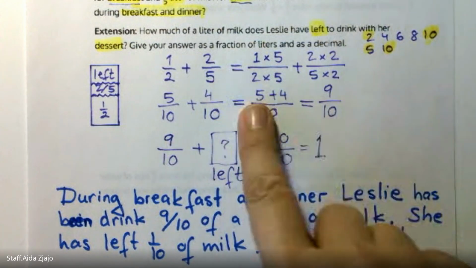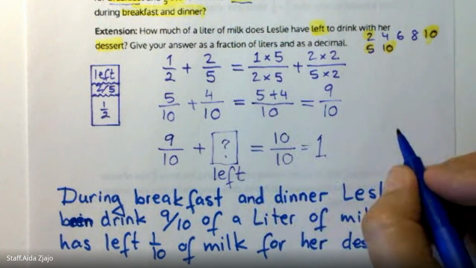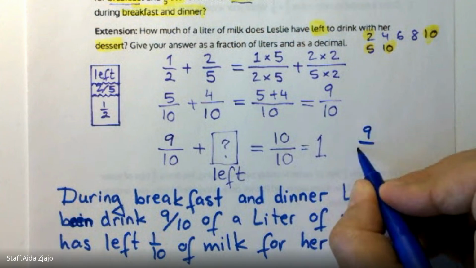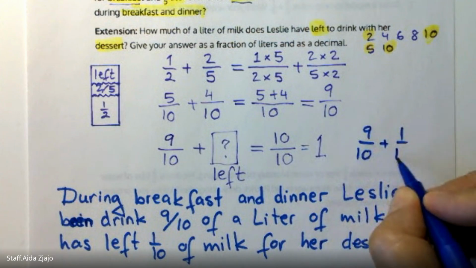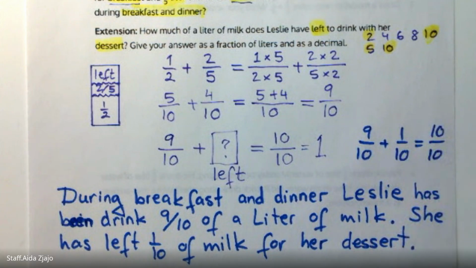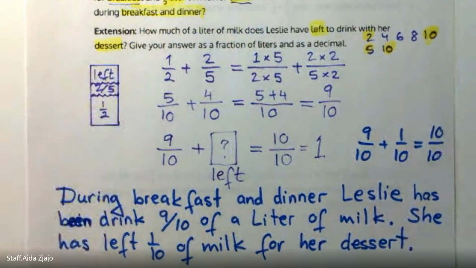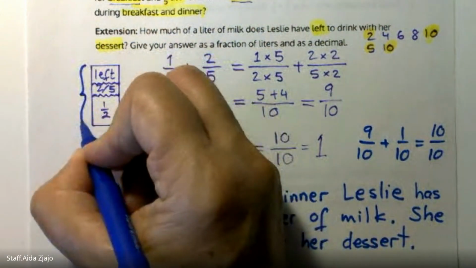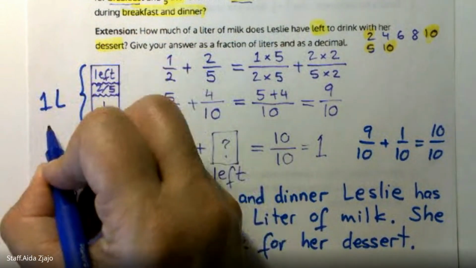When you say 9/10 plus 1/10, that equals 10/10, and that is a whole container. That makes the whole 1 liter of milk.